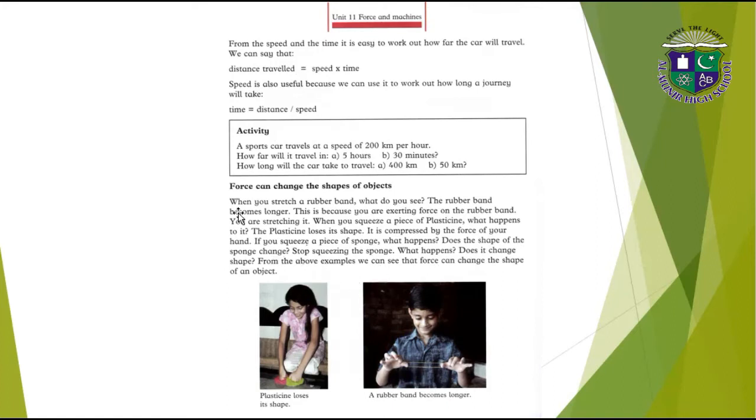Next, very interesting thing, look here at this picture students. What this boy is doing, a rubber band becomes longer when this boy stretches it. What this girl is doing, plasticine or plaster of Paris loses its shape when she applies some force on it with the help of her arms. When you stretch a rubber band, what do you see? The rubber band becomes longer. So it means that force can change the shapes of objects.